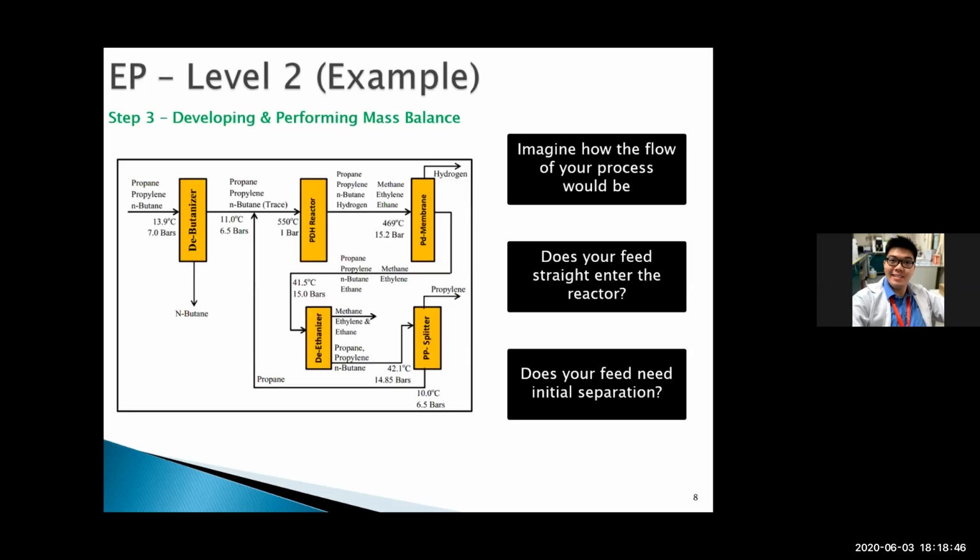For this example, according to this diagram, for my process, I have an initial distillation column before it enters the reactor. So it means that before you do anything with your reactor, you should be doing your distillation column first, as in the mass and energy balance. And after that, only then you perform on your reactor. However, if your feed enters the reactor first, then you would not need to do the distillation column first. So it's entirely up to your process.